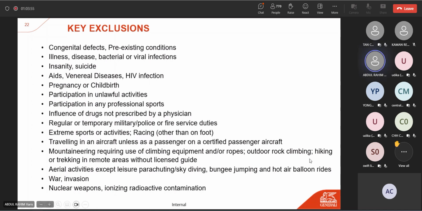Okay, but I think for most normal ones that we do, those will be as normal. Those are all okay, covered under the policy. But this mountaineering, climbing equipment or ropes, those are excluded.